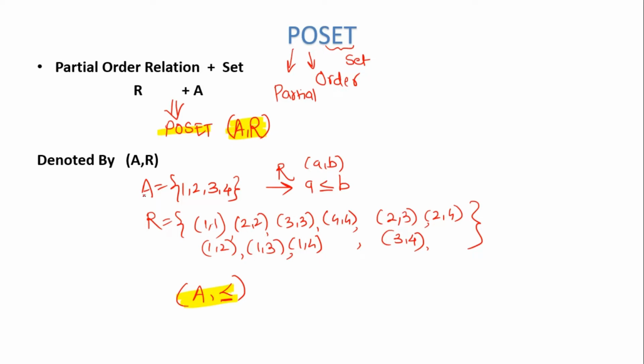For example, this is my set A, which has elements 1, 2, 3, 4. The relation is on A, such that a is related to b in such a manner that a is less than or equal to b. Then this can be represented in another format, where on set A there exists a partial order relation, which is less than or equal to, and this is called a poset.